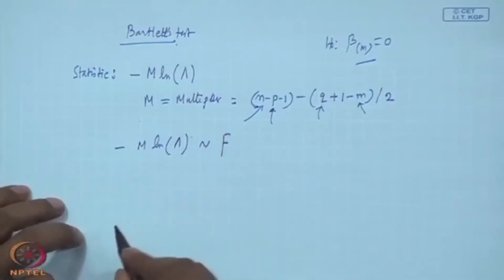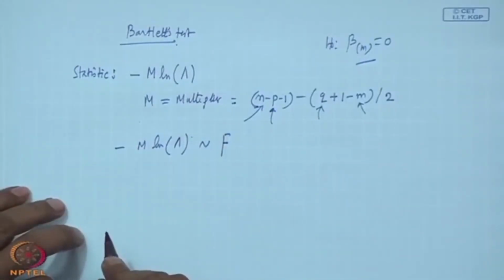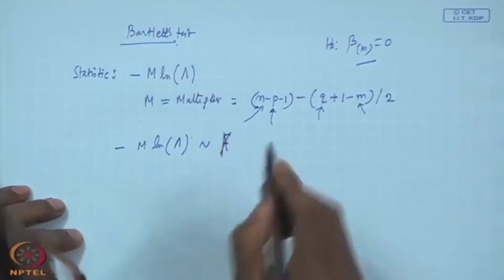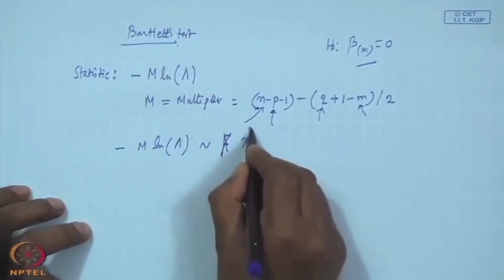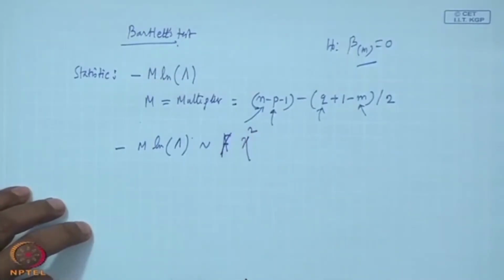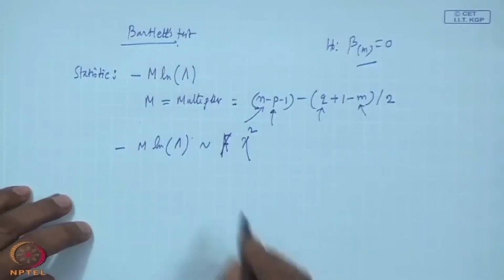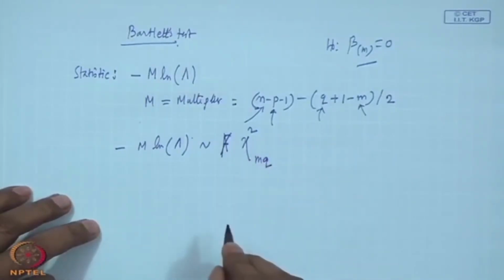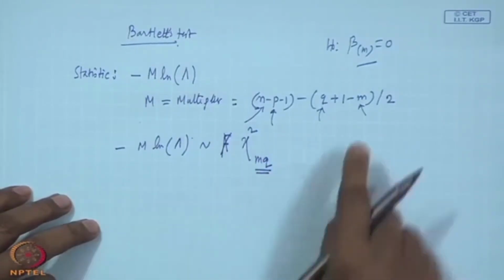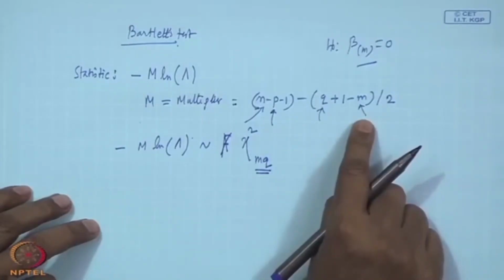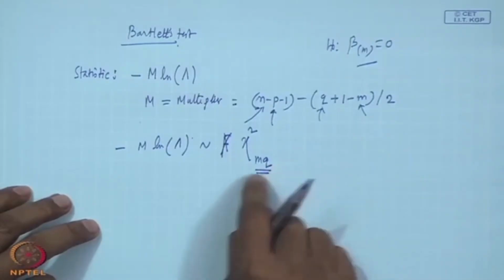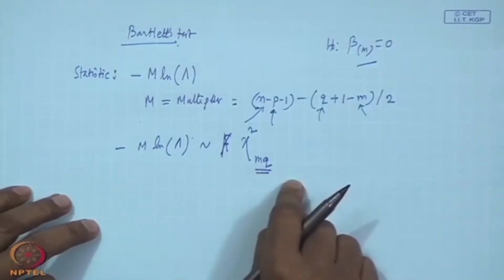So, under this condition, these statistics, that means minus m log lambda, follow F distribution, and also follow chi-square distribution under certain conditions. The chi-square distribution is the one given by Bartlett. Yes, it can be approximated to F distribution also, but chi-square distribution with mq degrees of freedom. So, m is the number of variables dropped from the independent side, q is the number of y variables. So, this follows this distribution.